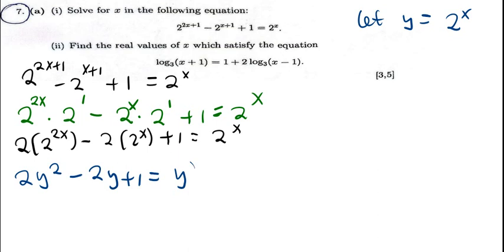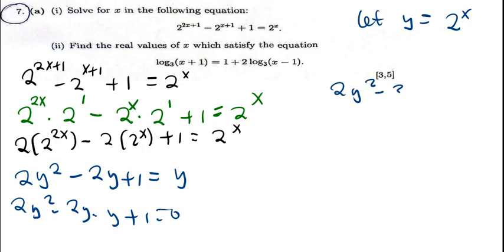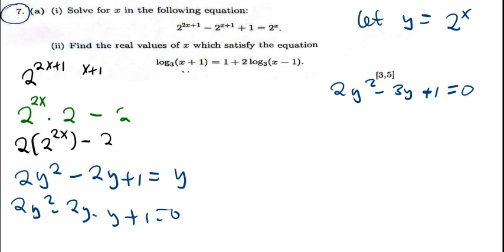Then I can shift this to the left side, so it will be 2y squared minus 2y minus y plus 1 equal to 0, which is going to give me 2y squared minus 3y plus 1 equal to 0. Now we can clearly see that that is a quadratic equation.